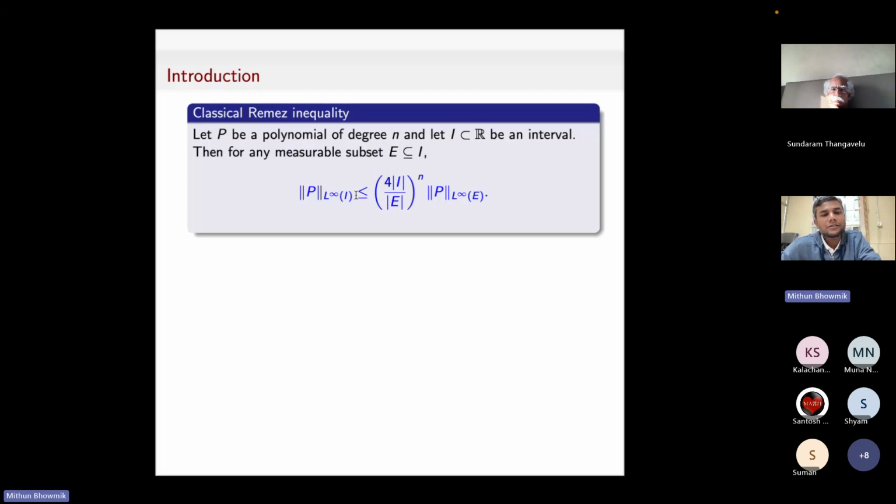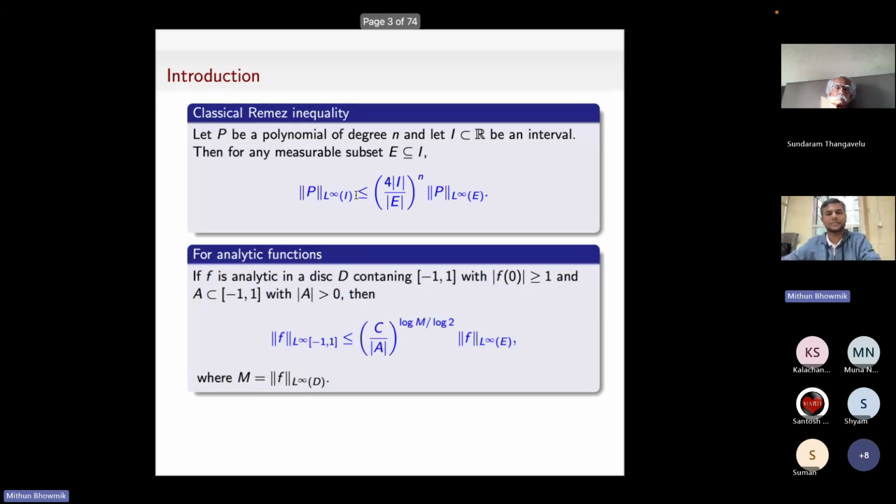So now, instead of polynomials, can we assume a more general class of functions? Yes, we can. Let's assume analytic functions. Now I'll replace the polynomial by an analytic function. The function is now analytic in a disk centered at the origin, with radius greater than 1, so that the disk contains the interval -1 to 1. Now I'll take any positive measure subset of -1 to 1. Then the L infinity norm of the restriction of this analytic function to the interval -1 to 1 will be controlled by its restriction on this set. I should not write it E here; it is A. So the L infinity norm of f restricted to the set A.